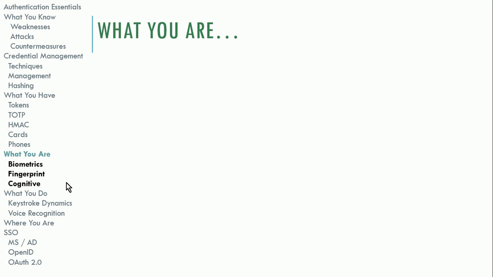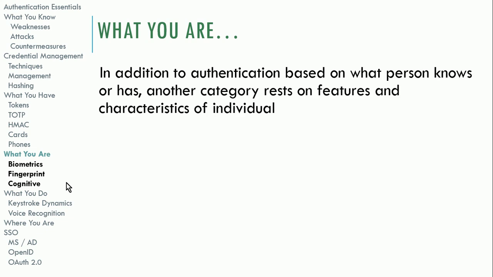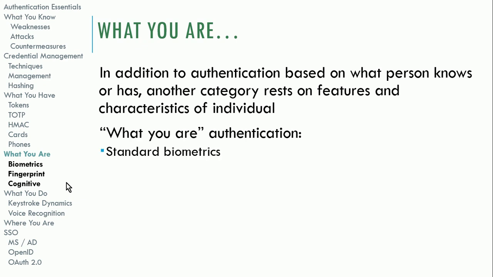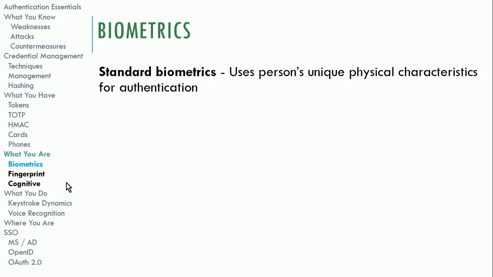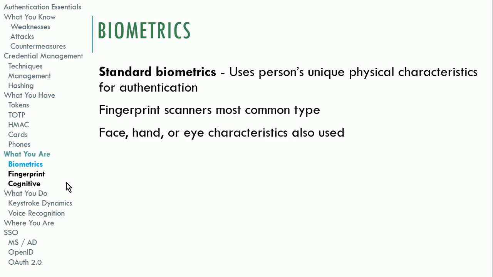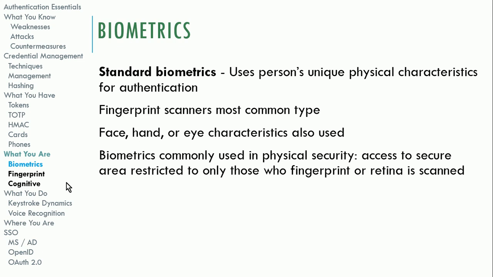Next is what you are. One of the other factors is what you are. In addition to authenticating based on what a person knows or has, we can also look at the actual person. What you are can be biometrics, or it could be cognitive. Some biometric examples are physical characteristics: a fingerprint, for example, is biometrics. Face scans, hand scanners, and eye characteristics, which might be retina scans, are commonly used in physical security. For example, if you clock in at your job, you might put your palm on a special machine, and that's how they identify you.